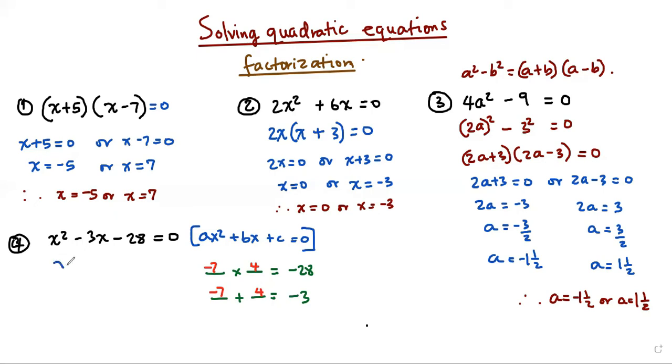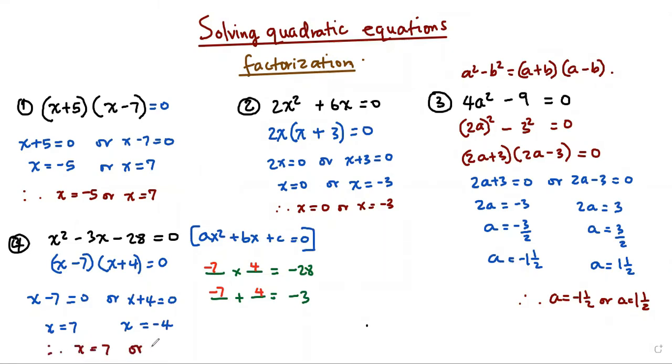So we say that we are having x minus 7 into x plus 4 equals 0. Plus 4 is this 4. So x minus 7 is equal to 0, or x plus 4 is equal to 0. If x minus 7 equals 0, it means that x equals 7. And if x plus 4 equals 0, x equals negative 4. So the two answers are that x is 7, or x is negative 4. I hope this is understood. This is what we looked at last time.